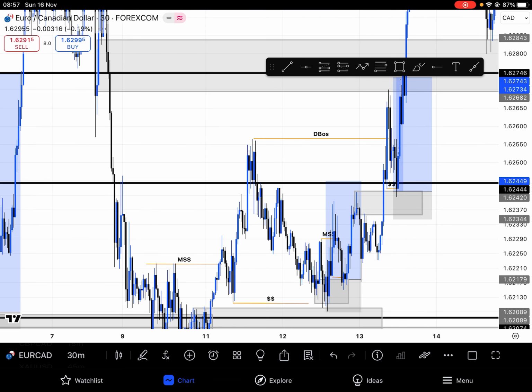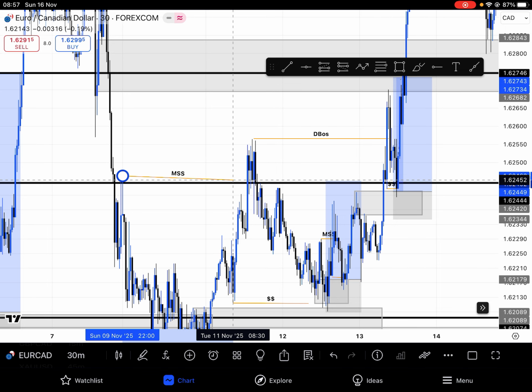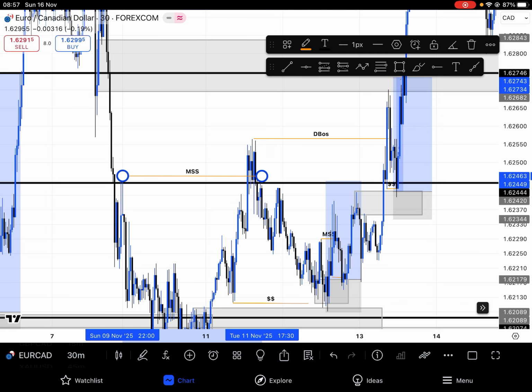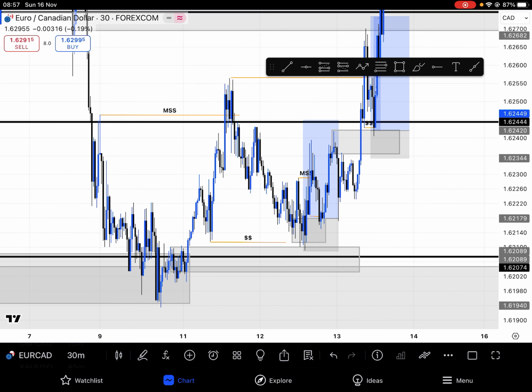The structure shift there. This high was broken. Inducement happened, but I just marked it here because price later came here and broke this low. So inducement happened here and then my buy was triggered. This was one position I took.